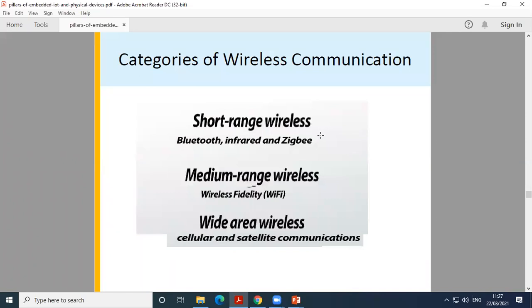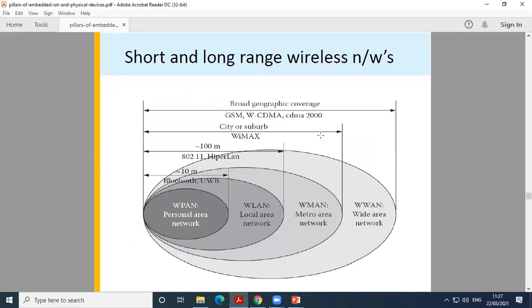Then we know the categories of wireless communication: short range, medium range, and wide range. Short range consists of network media like Bluetooth, infrared, and Zigbee. For the medium range, we have Wi-Fi. And for the wide area network, we have cellular communication and satellite communication. Now see the ranges of short and long range wireless networks.